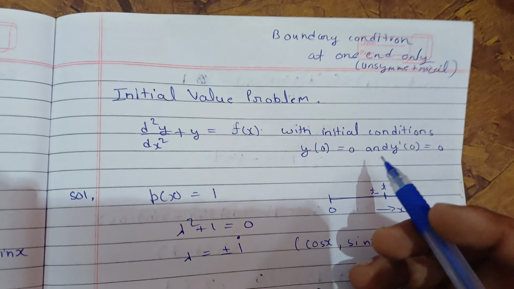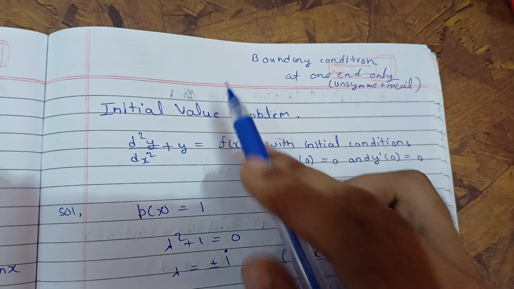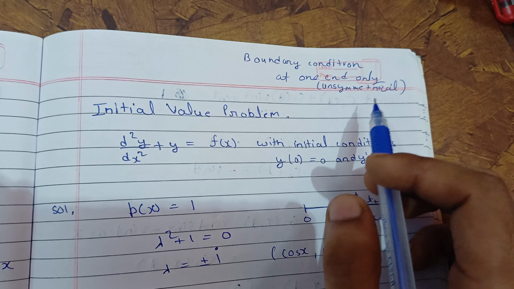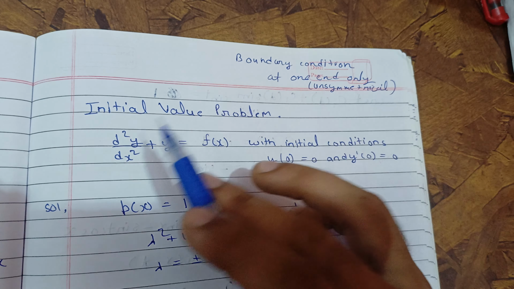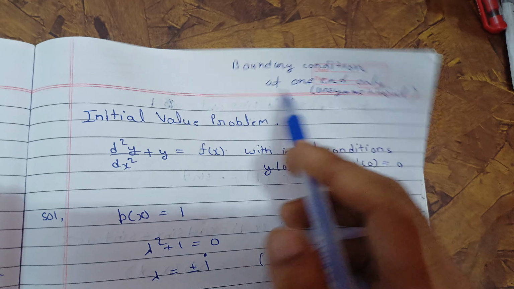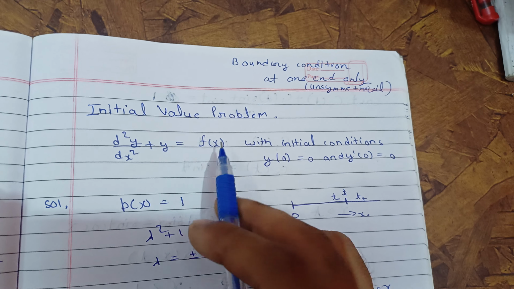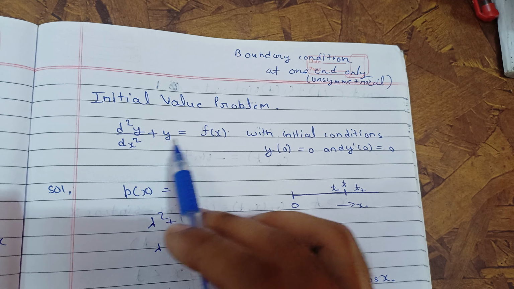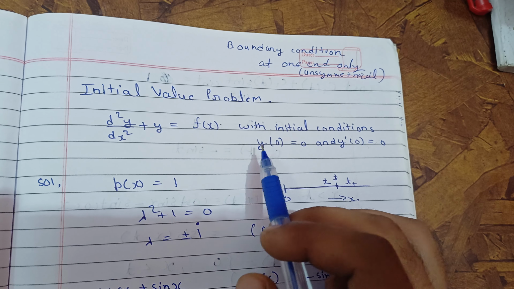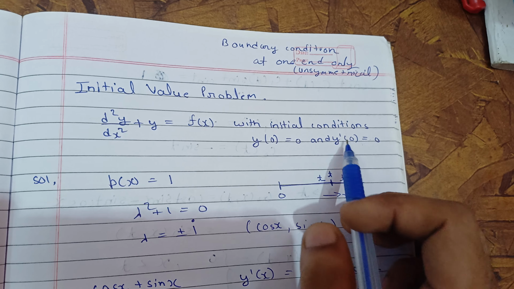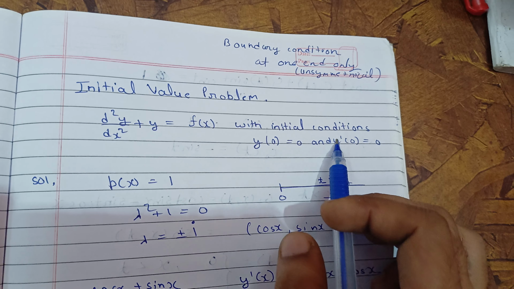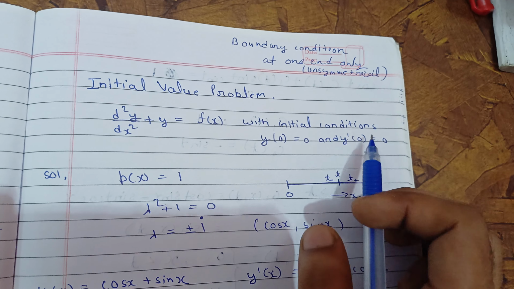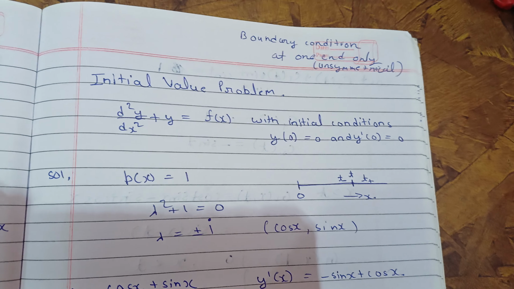So let's take the second problem, where only one boundary condition is given at one end, and we call it unsymmetrical. It is an initial value problem. So let's say it is given as d square y by dx square plus y equal to f(x), and initial conditions are given only at 0: y(0) equal to 0 and y dash (0) equal to 0. So two conditions are given, but on one boundary only.